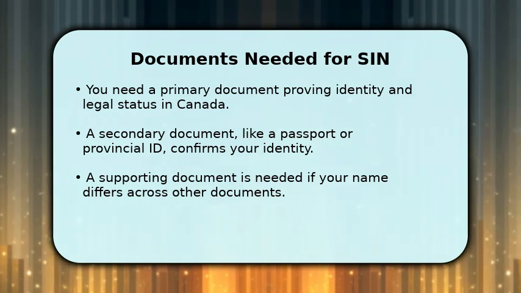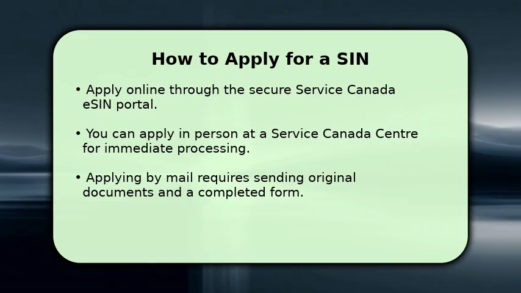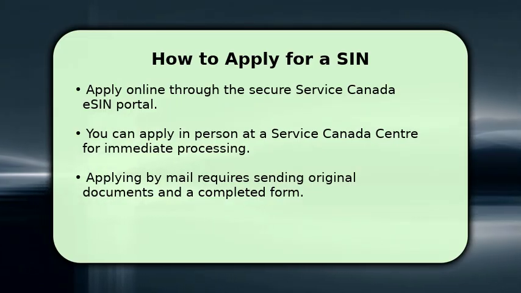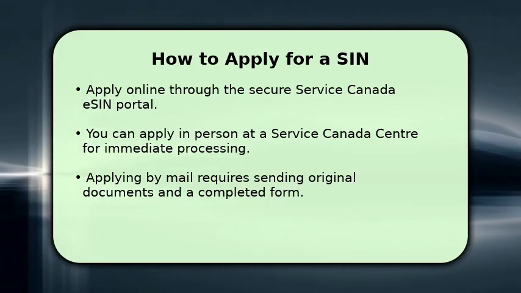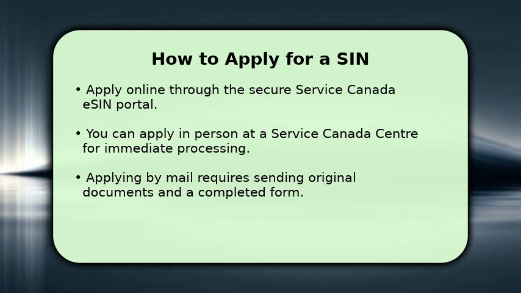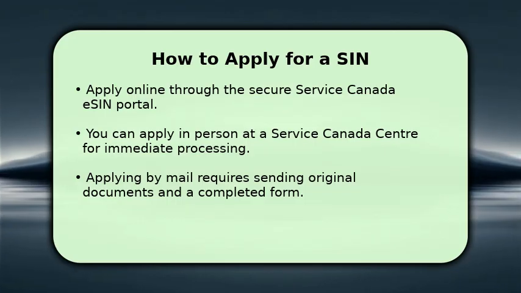Photocopies are not accepted. There are 3 convenient ways to apply for your social insurance number. You can apply online through the Secure Service Canada ESIN portal, uploading clear digital copies of your documents. For immediate processing, visit a Service Canada center in person with all your original documents. Alternatively, you can apply by mail, sending your completed application form and original documents to the Social Insurance Registration Office. Choose the method that best suits your needs and circumstances.